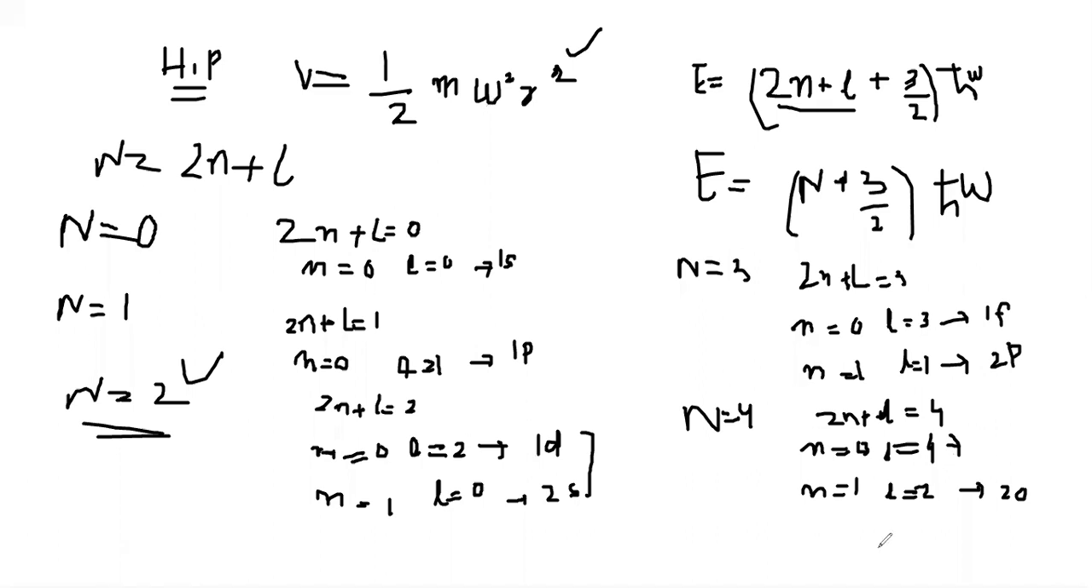Let me say I was wrong. If n is 2, L can be 0 also. This can also satisfy. So n is 0, L is 4, it means 1G. If n is 1, L is 2, it's 2D. n is 2, L is 0, it means 3S. So we are done with spectroscopic labeling, I guess.